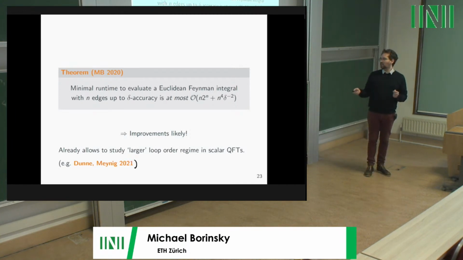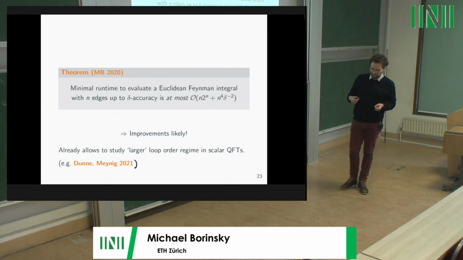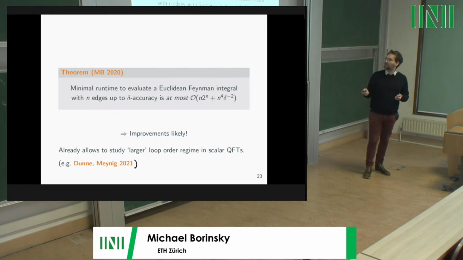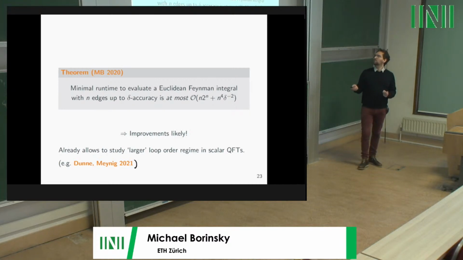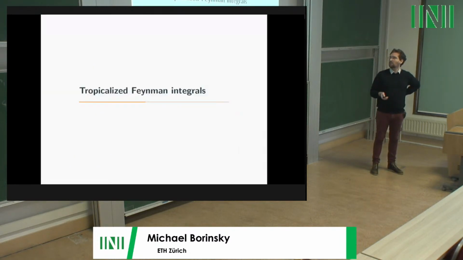So we can already use this to study larger loop regime quantum field theories, for instance, in phi to the 4. And there's a nice study by Gerald Dunn and Max Meinig, who already used parts of these computations that have been obtained using this algorithm to analyze phi to the 4 theory at quite large loop order, using computations by Eric Panzer, who also used this algorithm to compute higher orders.